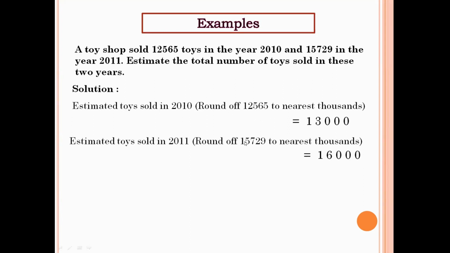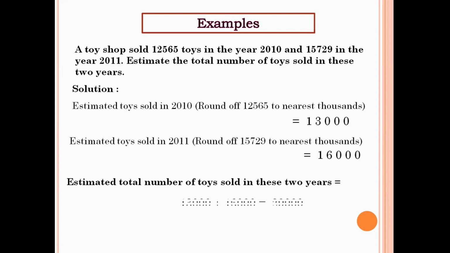So, here we are rounding off to the nearest thousands. So, we are looking at the digit just on the right of it. Here I am looking at 7. 7 is bigger than 5. So, my 5 becomes 6. Here I am looking at 5. 5 is equal to 5. So, this 2 becomes 3. Right. So, the estimated total amount of toys sold in 2 years will be 13,000 plus 16,000, which is 29,000.